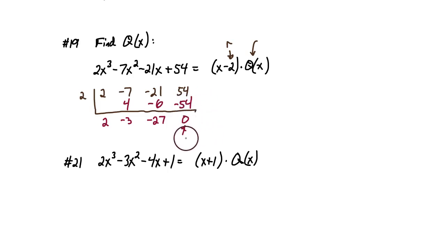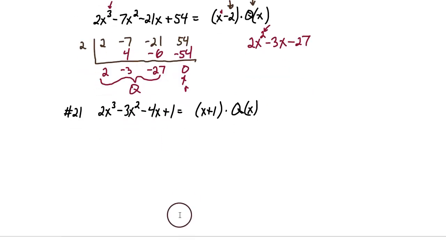Remember, this thing on the end is the remainder. And it was this part that was our quotient. So it asks us, what is the quotient? I guess it's 2x squared minus 3x minus 27.